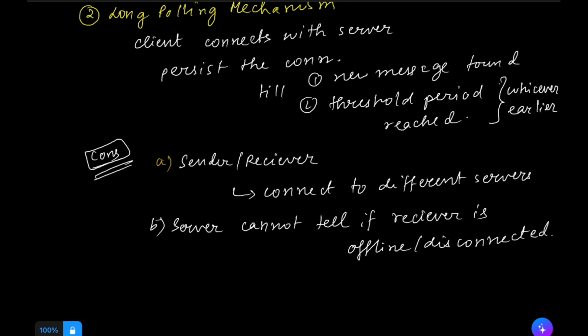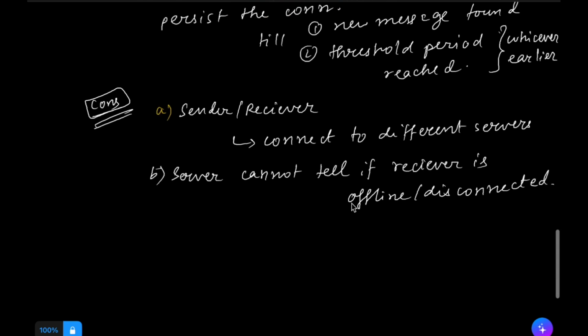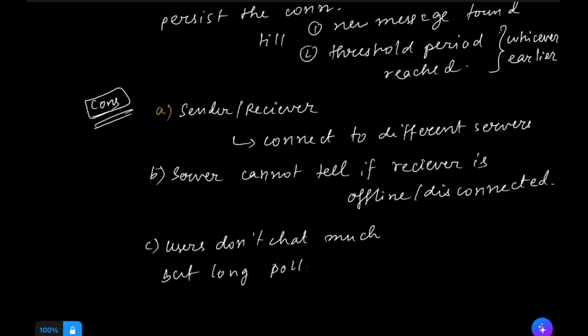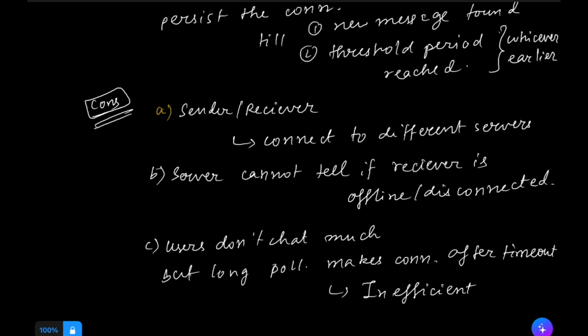And the users don't chat much. Suppose there is not much communication between two users, but the long polling still makes periodic connections with the server after a certain timeout. So this is an inefficient or costly operation. So this is also a disadvantage: users don't chat much, but long polling makes communication after the threshold timeout since no message has been found. So these are some of the disadvantages of long polling mechanism.